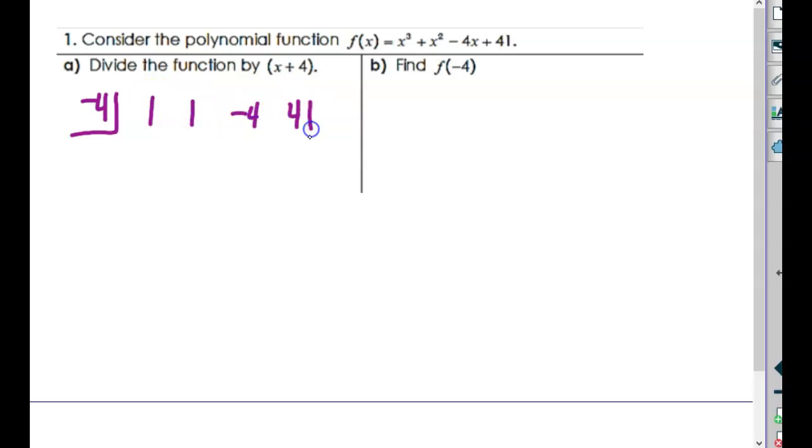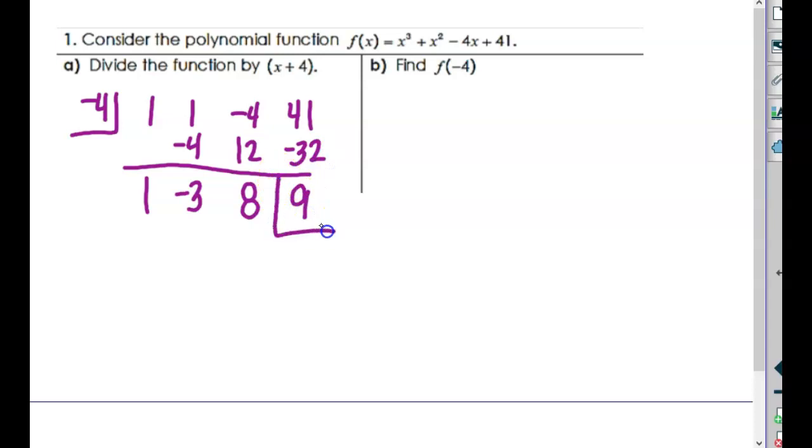-4 and 41, right? We don't need any zeros. Okay, can you do that quick? Bring down, multiply, add, multiply, add. Use your calculator if you're not good with signed numbers. Multiply, add. See if you get the same remainder as I did. I probably did something wrong. Somebody else got this? Okay. Anybody having trouble? All right.